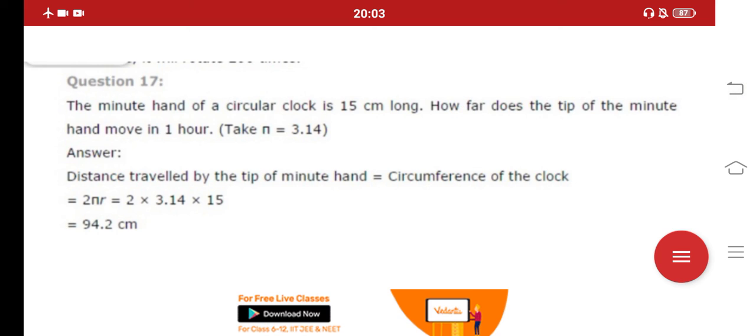What is the radius of the minute hand tip? That is 15 centimeters. So 2 pi r, which is 94.2 centimeter. So this is how we can take out the circumference, or we can say the distance which has to be covered by the minute hand. Here we have completed our exercise 11.3 of class 7.